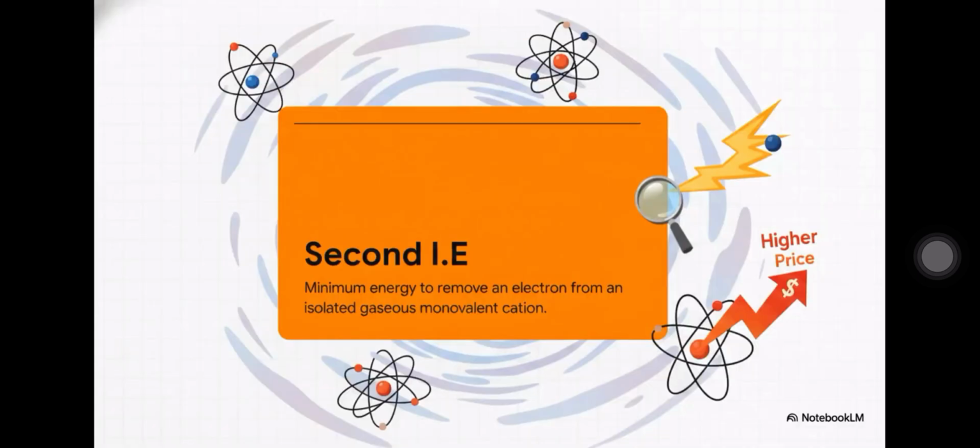As this builds, we get to the second ionization energy. This is the minimum energy required to remove a second electron from a monovalent cation, which just means an ion that's already missing one electron. With slightly more strain in our effort, stealing a second electron requires an even harder pull. The price just went up.